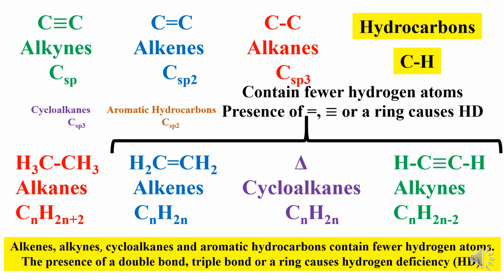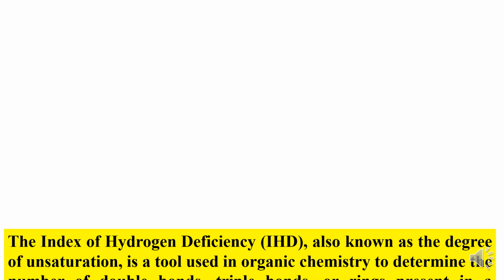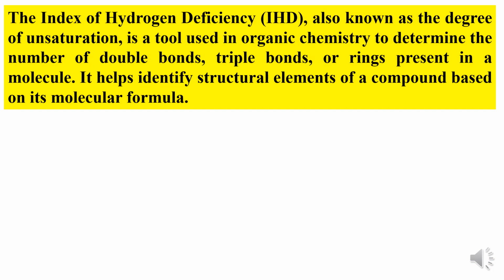Now, so much for the introduction about the hydrogen deficiency. Now, talking about the index of hydrogen deficiency. What does the index of hydrogen deficiency explain? The index of hydrogen deficiency is abbreviated as IHD. Henceforth, I'll be using the abbreviation IHD. IHD is also known as the degree of unsaturation.